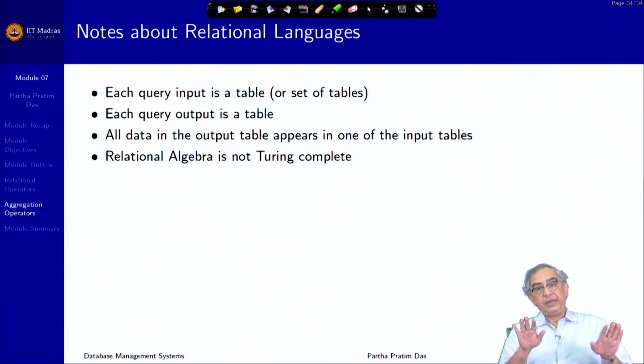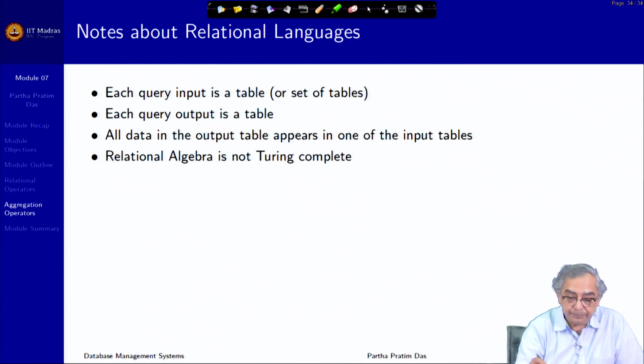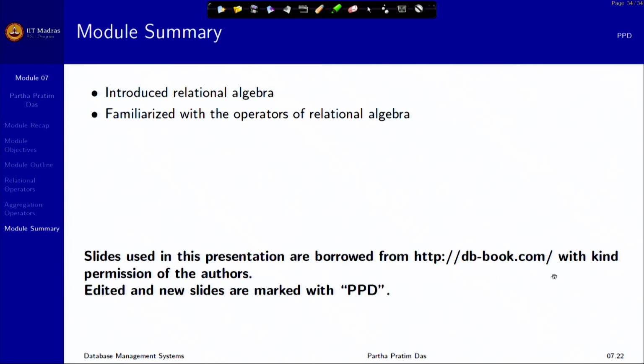Relational algebra is not Turing complete, which means there are problems, there are programs for which no relational algebraic solution can be written, and that is one of the reasons that you will necessarily have to go with a host language. So, this is a summary. This is just for your quick reference till you get totally comfortable with these operators, which we will have to soon get comfortable with. So, in the module today, we have introduced the relational algebra with its basic operators, and so on.